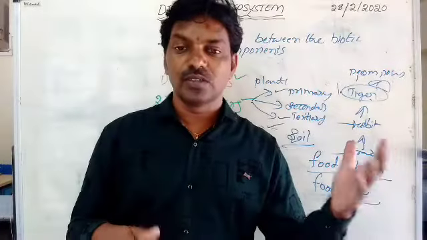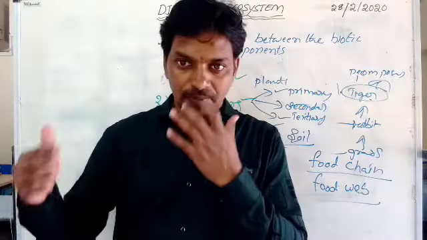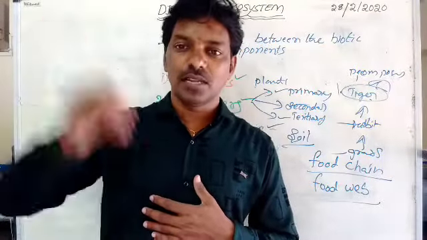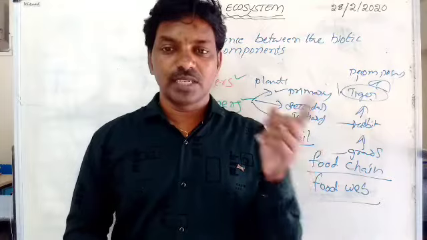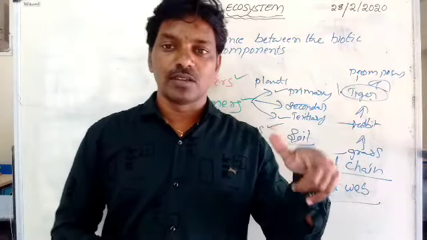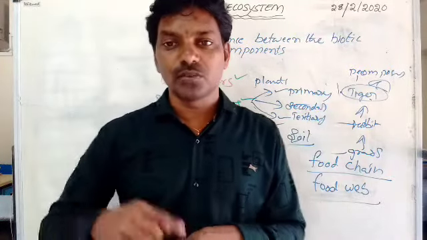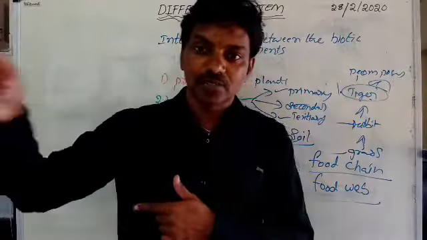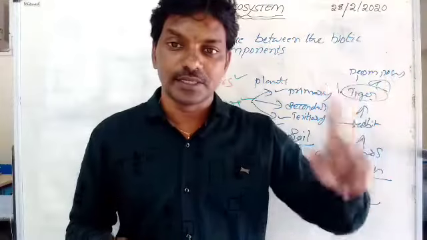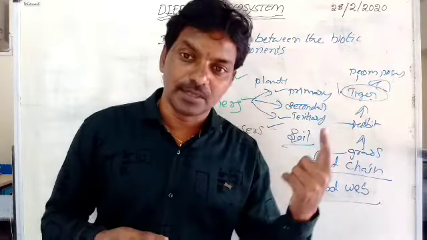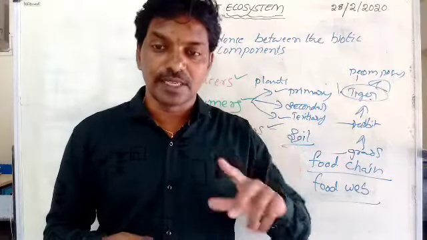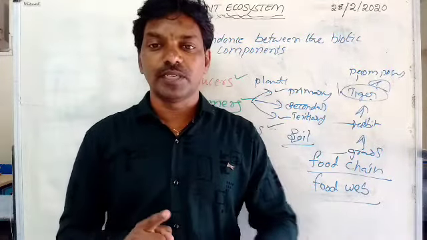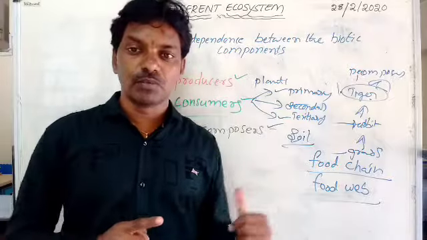Animals depend on plants, and plants depend on sunlight. So indirectly, carnivores, the flesh eating organisms, also depend on sunlight, because plants utilize sunlight and prepare their own food, which goes to herbivores. Herbivores are eaten by carnivores. That's why carnivores depend on sunlight indirectly, while plants depend on sunlight directly. Whatever it may be, sunlight is the major source for all living beings.